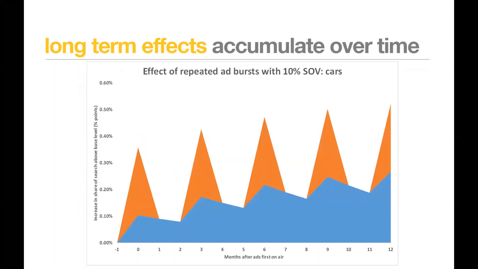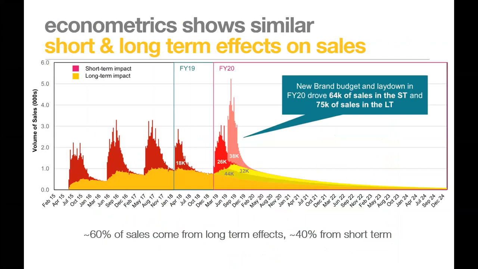Now, what the share of search models that I created with my 300 years' worth of data tell us is that when you have repeated bursts of advertising, repeated bursts of share of voice, then those long-term effects accumulate over time. So this shows the effect of five bursts of advertising in the short and the long term. You get five spikes in search from those short-term effects, but also the longer-term effects accumulate, raising the base level of search over time. And those of you who've done or seen econometric modeling on sales will know that increasingly econometricians are building these kinds of things into their models and that they're finding these sorts of long-term effects.